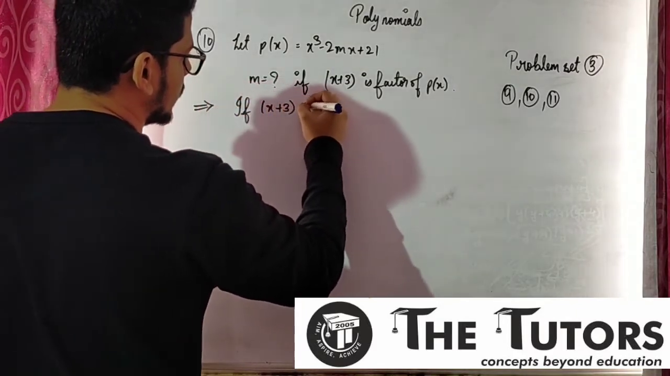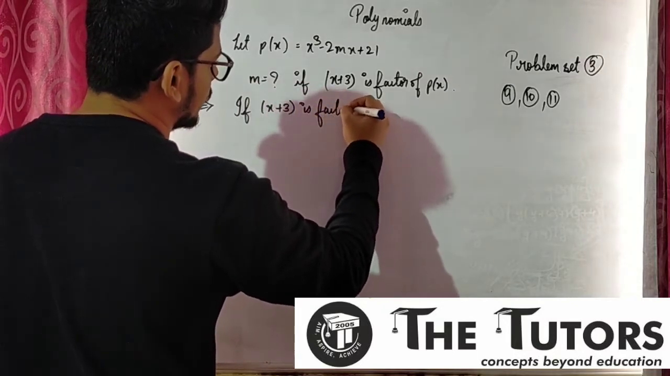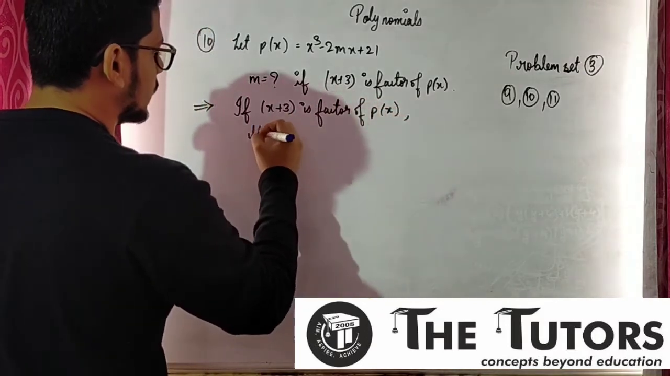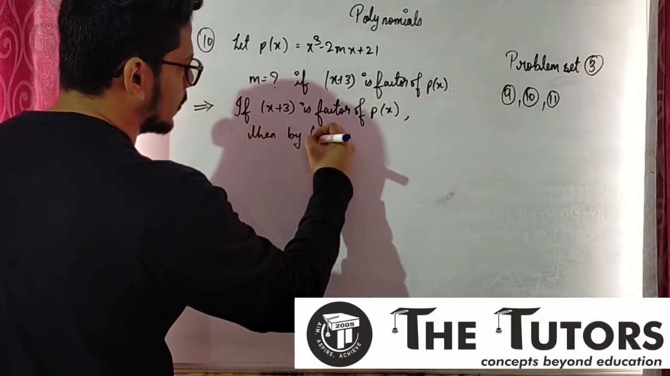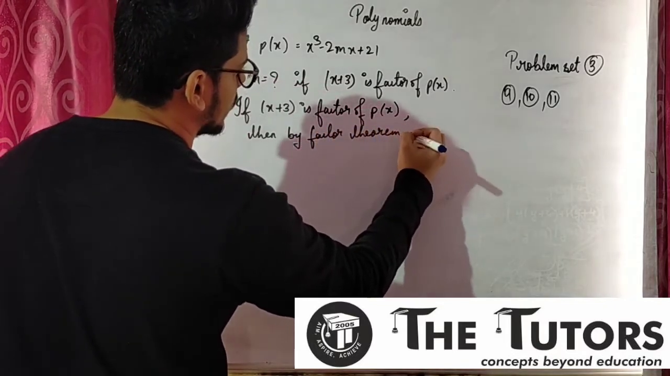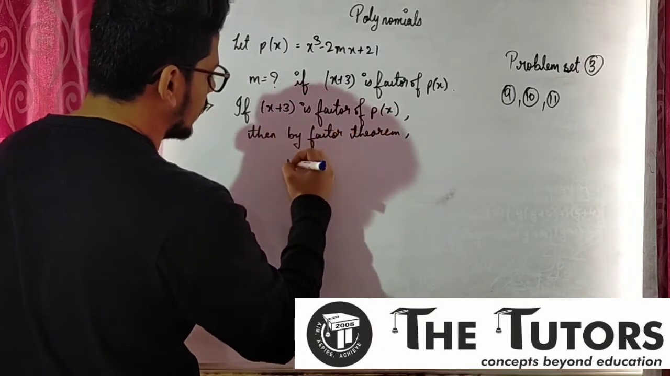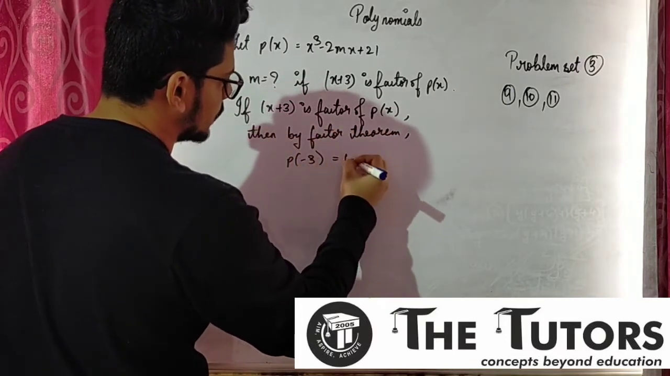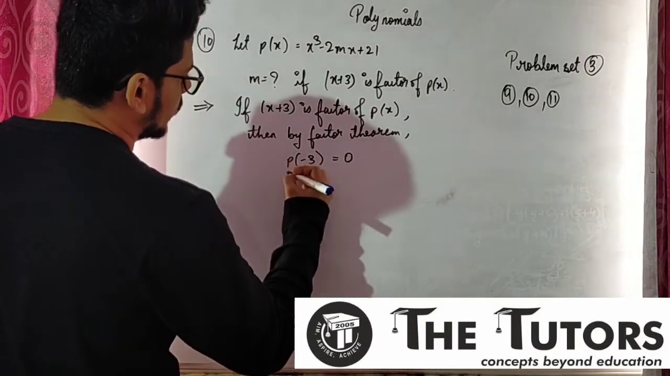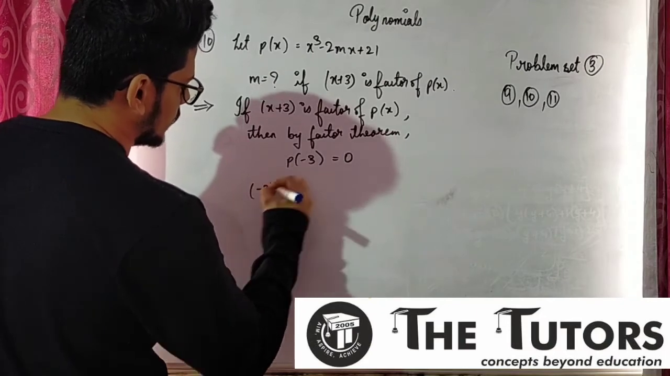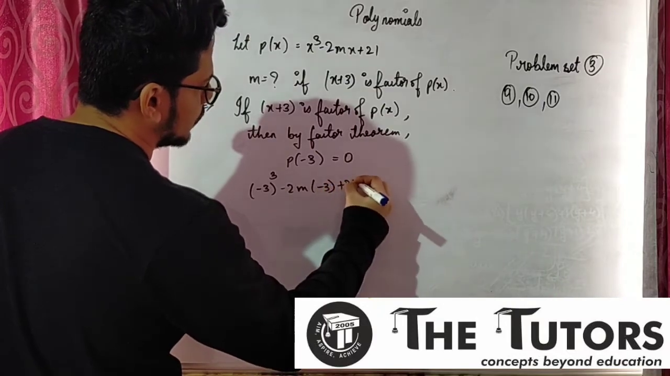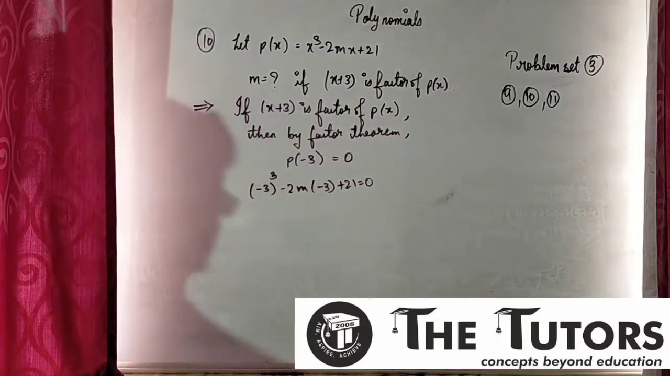If x plus 3 is factor of p of x, then by factor theorem p of minus 3 should be equal to 0, a strict equality. Then p of minus 3 will be what? Minus 3 the whole cube minus 2m into minus 3 plus 21 is equal to 0.